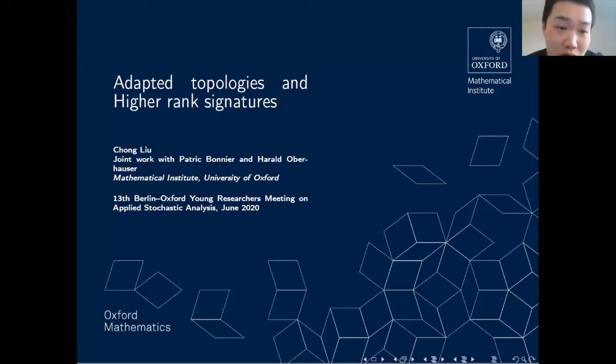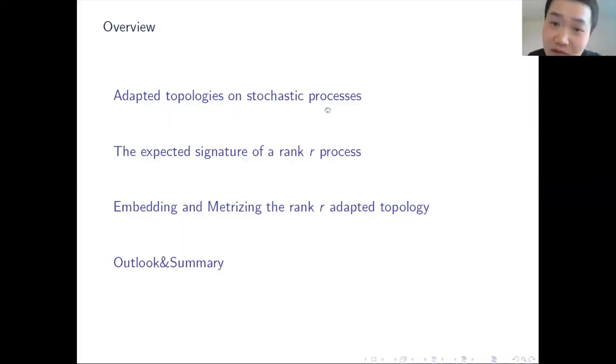So I'm going to talk about recent joint work together with Patrick and Hart. It's about adaptive topologies and higher rank signatures. The structure of my talk is quite simple. I just want to explain what adaptive topologies are and what a higher rank expected signature is. And finally, I want to show how they are related to each other.